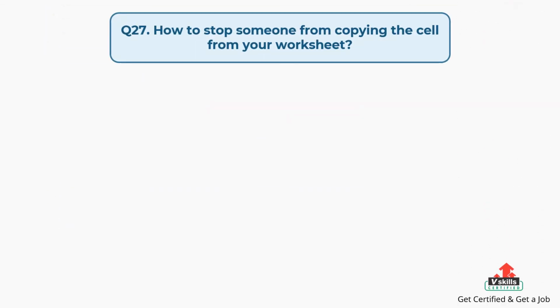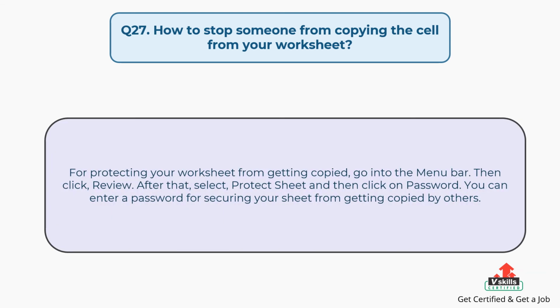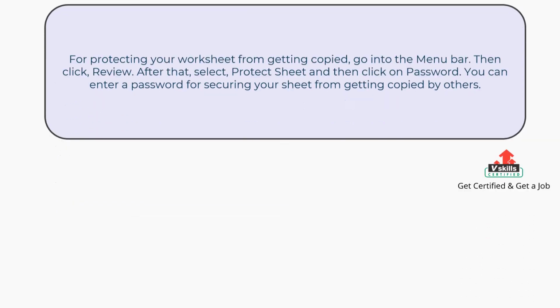Question number 27. How to stop someone from copying the cell from your worksheet? The answer is: for protecting your worksheet from getting copied, go into the menu bar. Then click Review. After that, select Protect Sheet and then click on Password. You can enter a password for securing your sheet from getting copied by others.